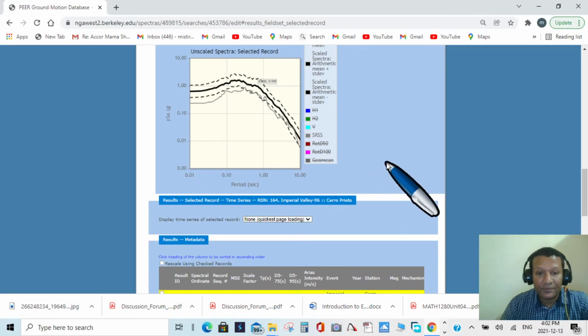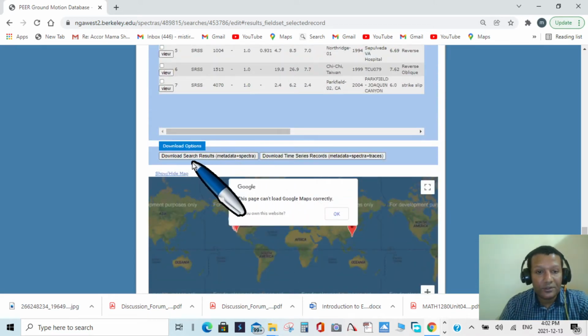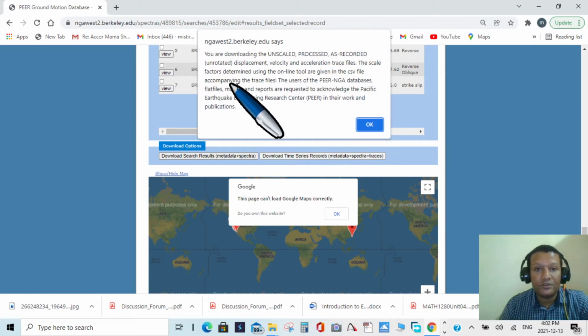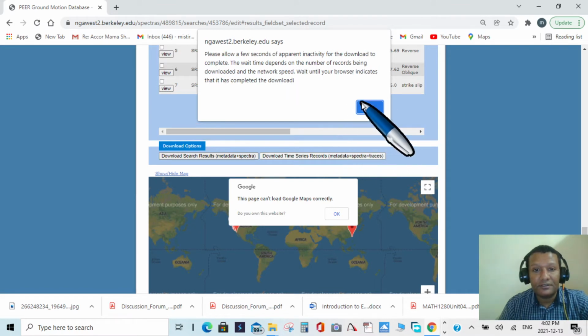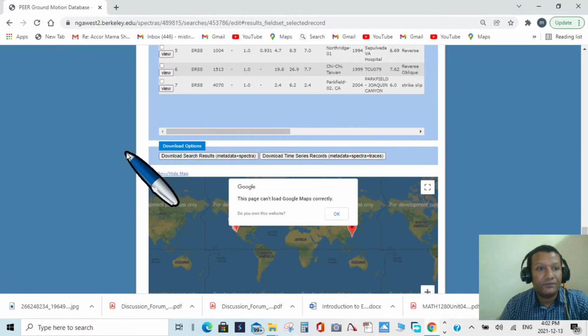This way we can see. Then you can download search result, metadata, spectra, download time series, record metadata. So if you make it download, then it will directly download, but I already downloaded it, but I can show you. If you say download, it will give you, this is not scaled, you have to scale it. You can say okay, then okay.